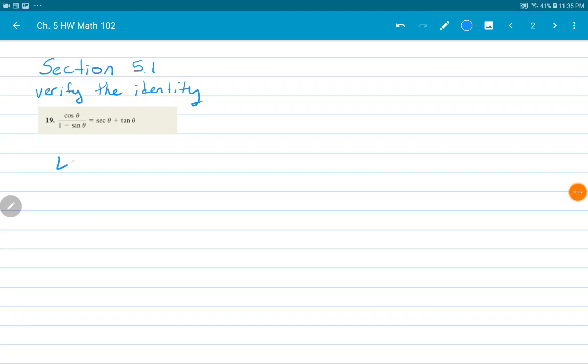Right, to verify this identity, I'm going to start with the left-hand side, and I'm going to multiply by the conjugate of the denominator. Because on the right-hand side, what I want to get to has a secant and a tangent, and the only way I'm going to get to that is if I have something squared. So I'm thinking about getting to those Pythagorean theorem identities.